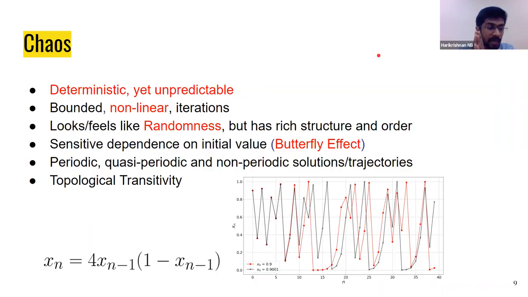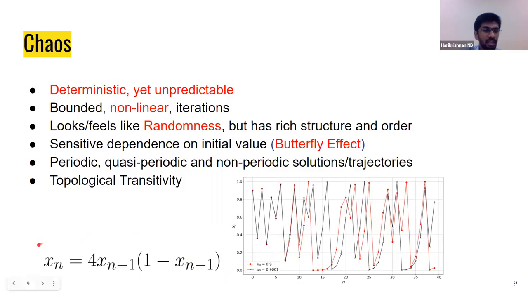Let us take this equation that you see here, which is the logistic map: x_n = 4 x_{n-1} (1 - x_{n-1}). What this means is that the current state is equal to 4 times the previous state multiplied by 1 minus the previous state. Now, this is a dynamical system. This is a discrete time deterministic dynamical system.